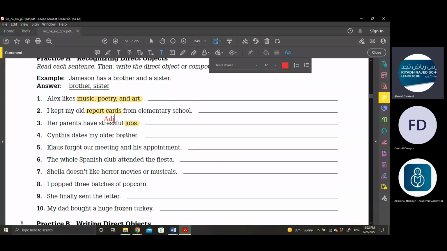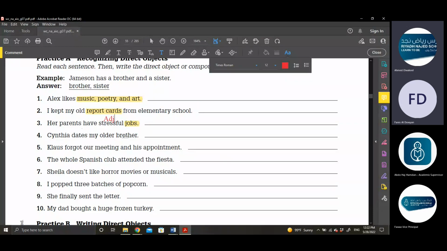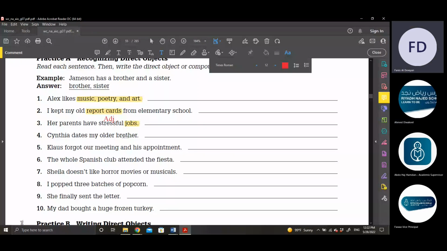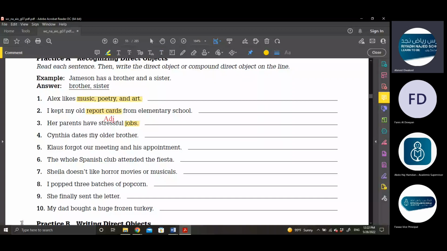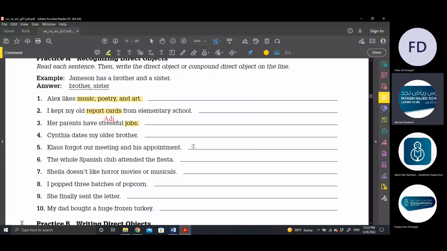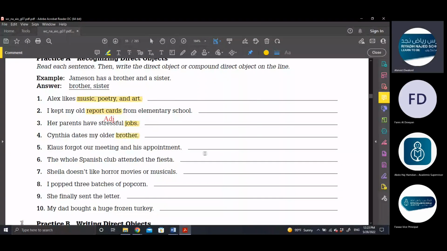Cynthia dates my older brother. So my older brother, all of that is considered the phrase referred to as the direct object. But the simple direct object is what? One word. I think it's brother. How do we know? Just try.